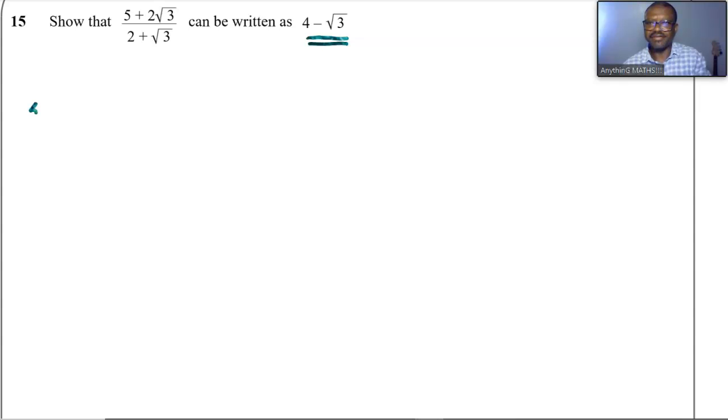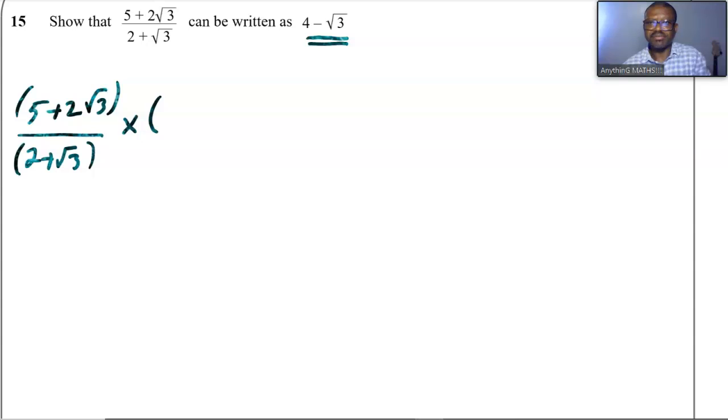So let's go through the question. We have 5, 2 root 3, put a bracket around it. We have 2 plus root 3. There's no rationalization mentioned, but you have to. It's a show that question. So we use the idea, this is plus, so it's going to be minus root 3, and minus root 3 as well.